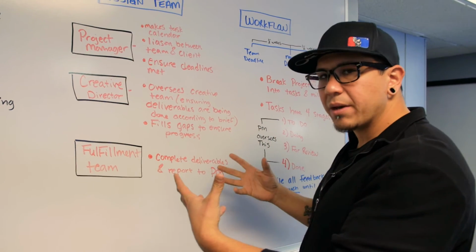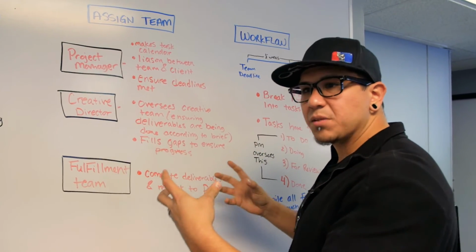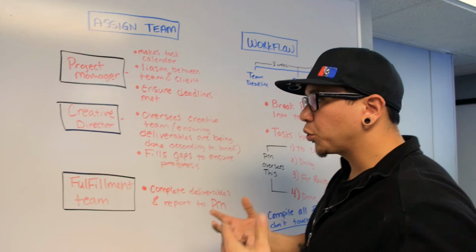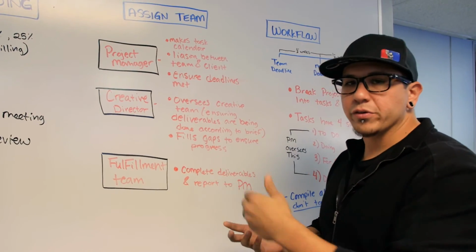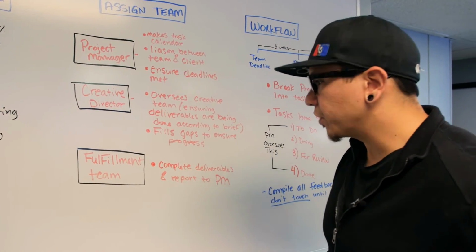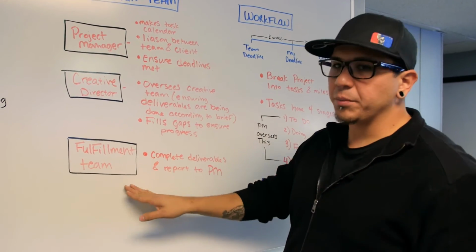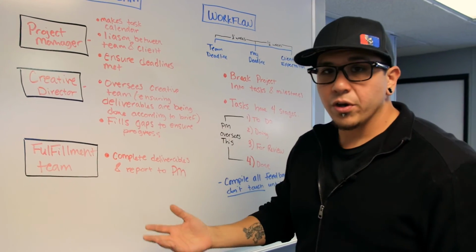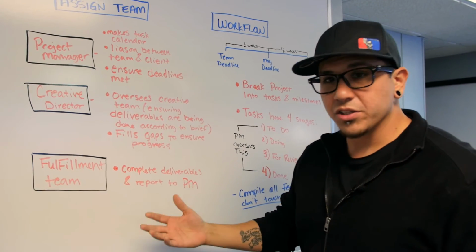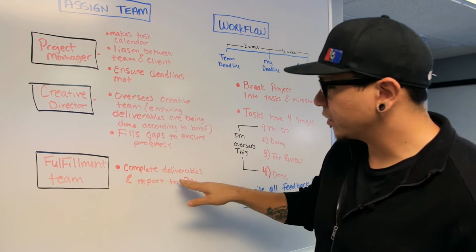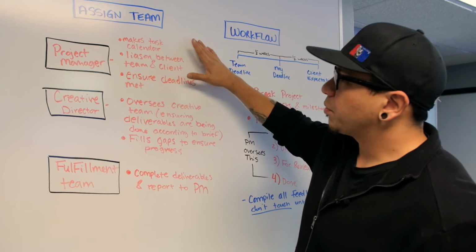And so if there's two teammates doing different tasks, but there might be something that we're behind on, the creative director would then step in to fill those gaps to make sure that the projects are moving along. And then we have our fulfillment team. These are actually the people doing the code. They're opening Photoshop, they're doing Illustrator, they're doing design, they're completing the deliverables and reporting to the project manager.